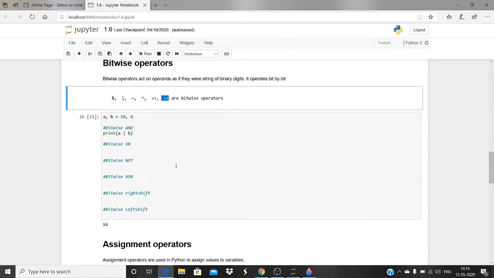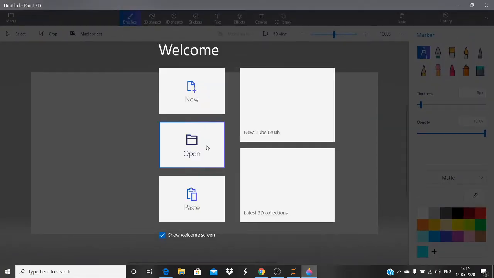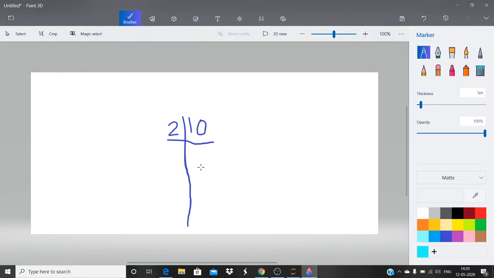Okay, so first we have to convert 10 into binary. So how do we convert it? We just take 10, and we have to divide it by 2, as binary has 2 bits, so we always divide by 2 no matter what the number is. What is its remainder? Just 5.